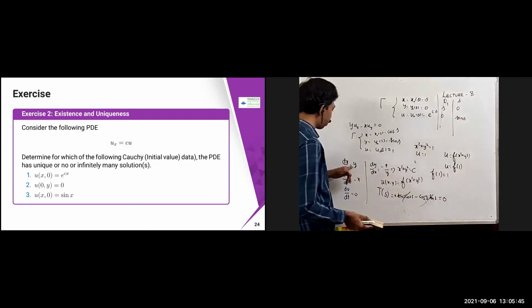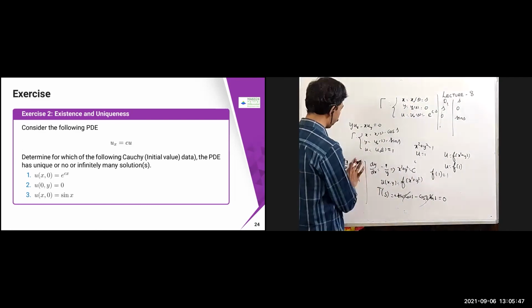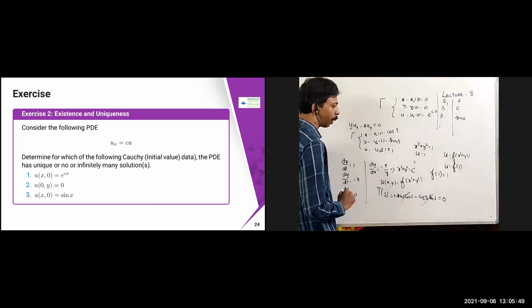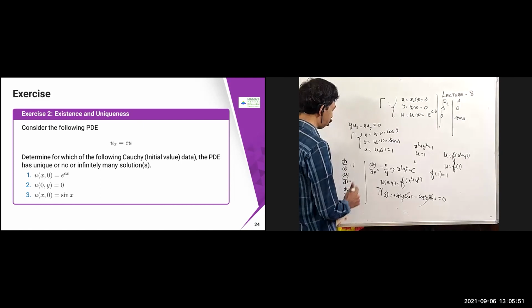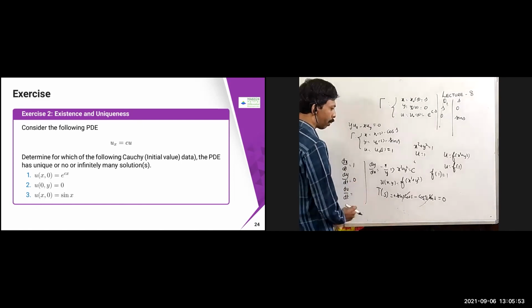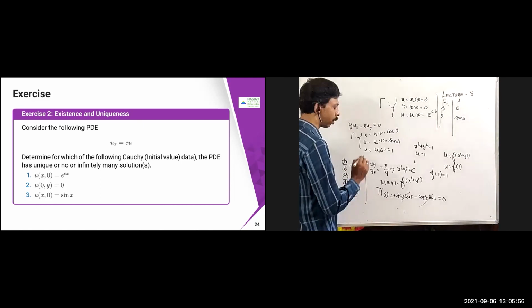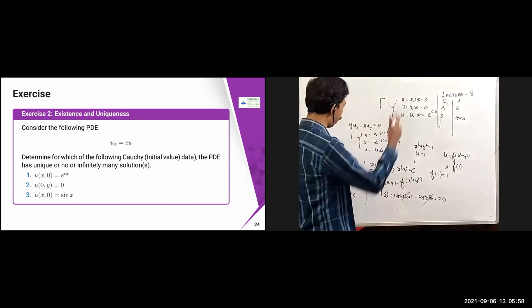So here dx by dt. This problem I will just keep the key also here. So dx by dt is going to become what? dy by dt is going to become 0, and du by dt is going to become c. Okay, and then you can solve this problem.